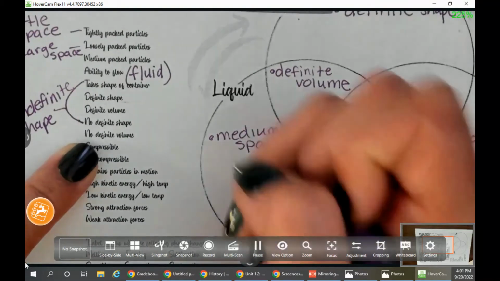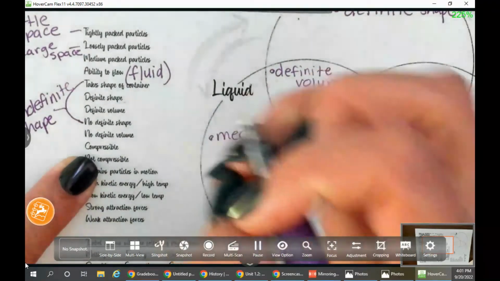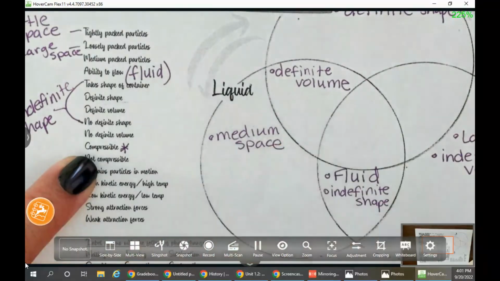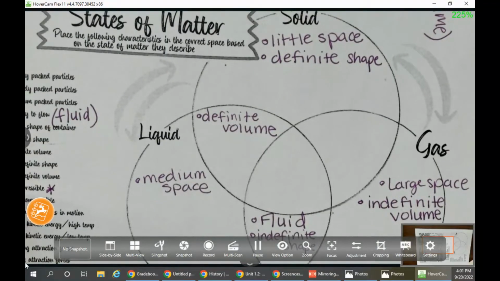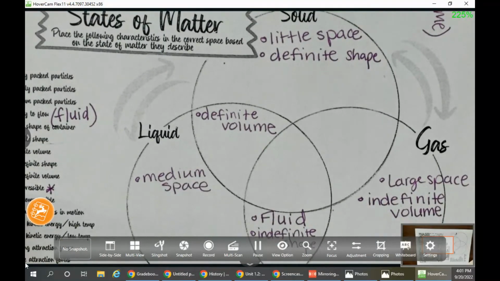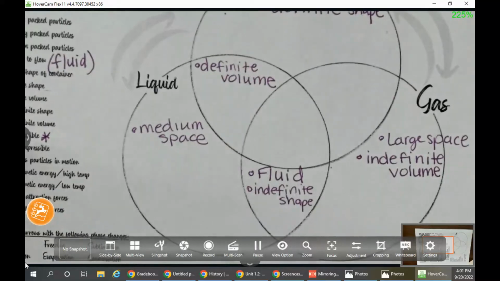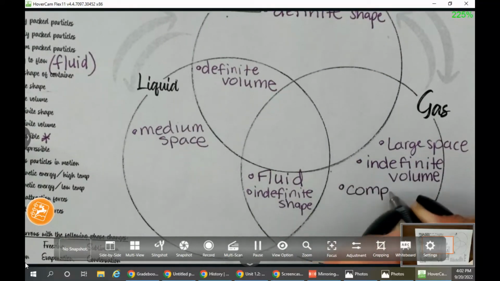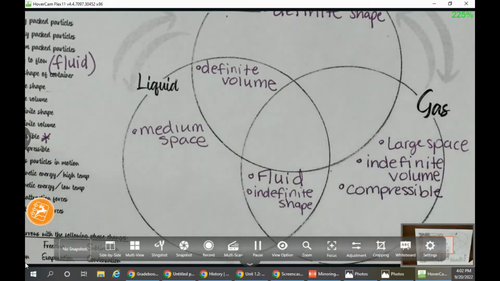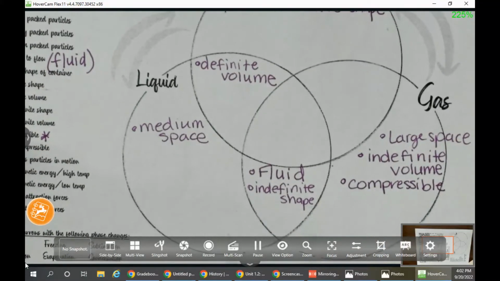All right. And then we have compressible. Compressible. So remember that was a star statement. Compressible. Who's compressible? It is gas. It is gas. It's only gas. Okay, so only gases are compressible.